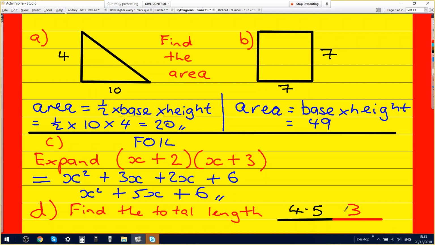And the last one. What am I finding my total length of? The black and red lines. So the total length, 7.5. That's all there is to it. Okay, so why did we do that?